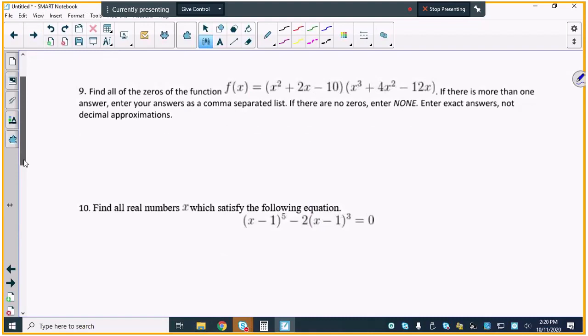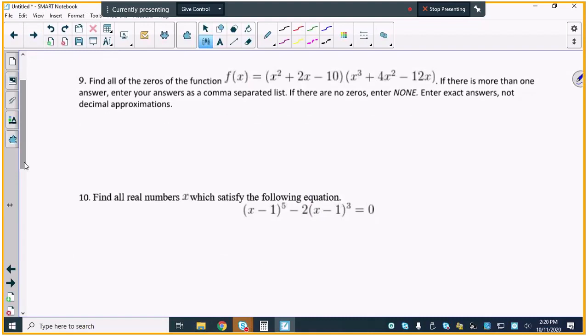Okay, we will solve a couple more polynomial functions. So this one is: find all the zeros of the function f(x) equal to (x squared plus 2x minus 10) times (x cubed plus 4x squared minus 12x). So what you do first, you write it as x squared plus 2x minus 10 times x cubed plus 4x squared minus 12x equal to 0.